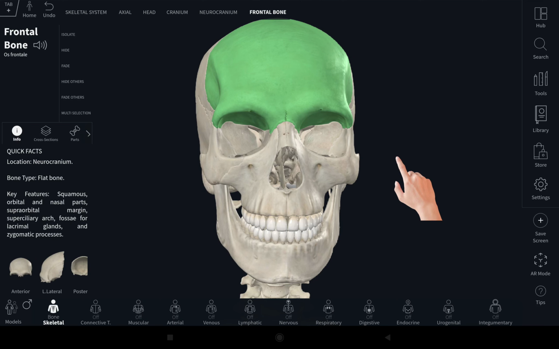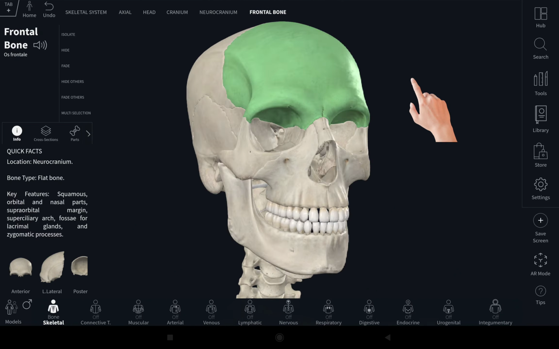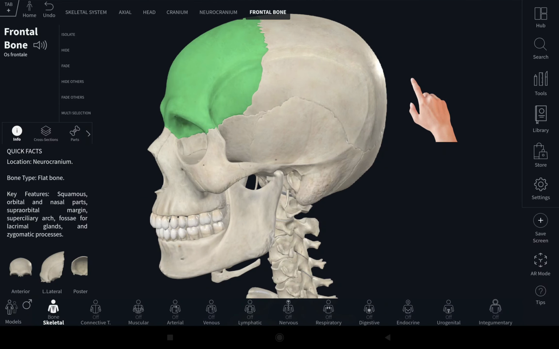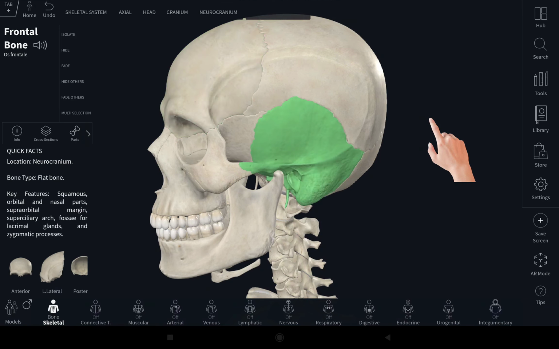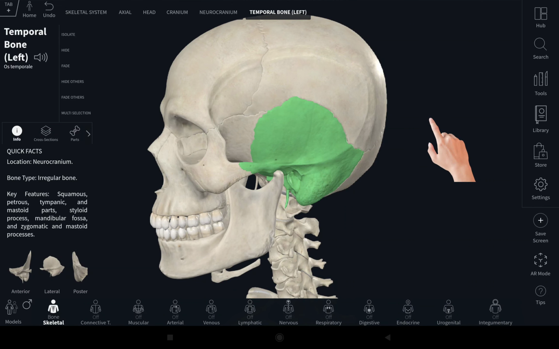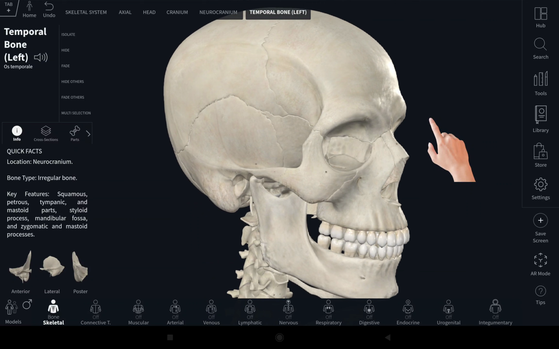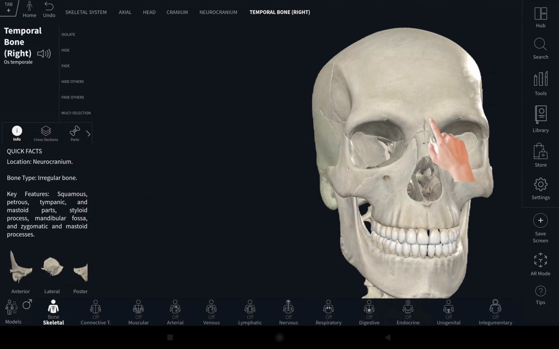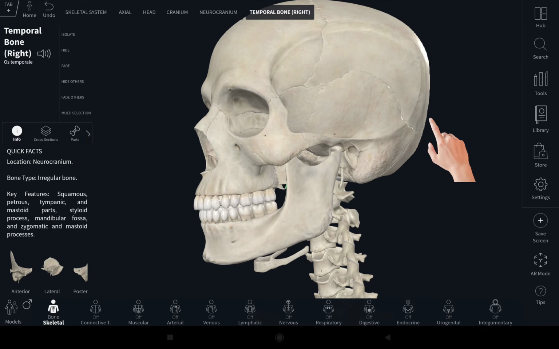Today I will show you the gross idea about the human skeleton. Here we can see the first bone which forms your forehead, the frontal bone. And the bone underlying your ear is the temporal bone. It is a paired bone. This is the temporal bone of the right side, and this is the temporal bone of the left side.